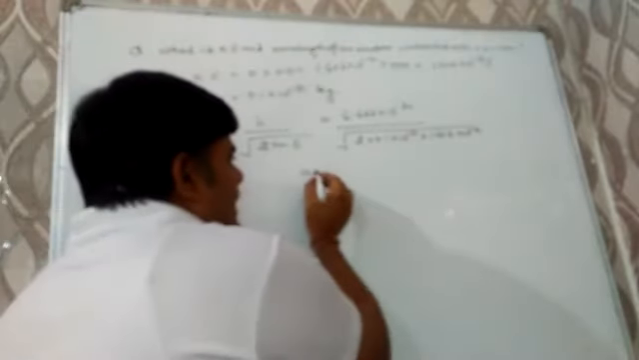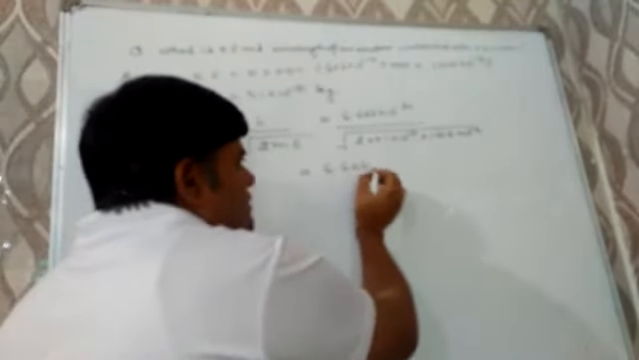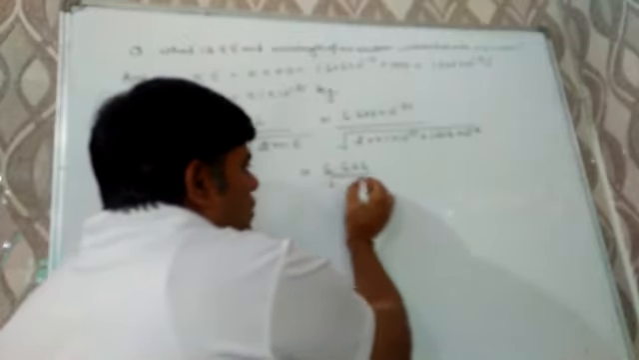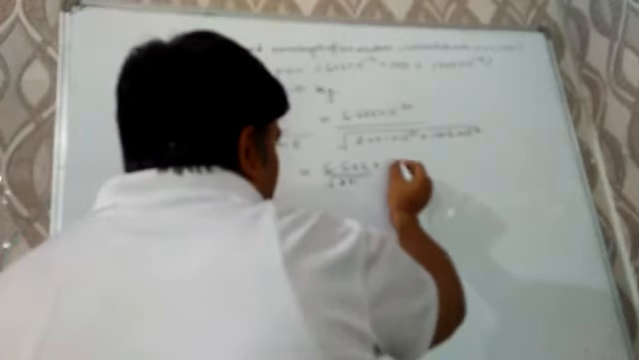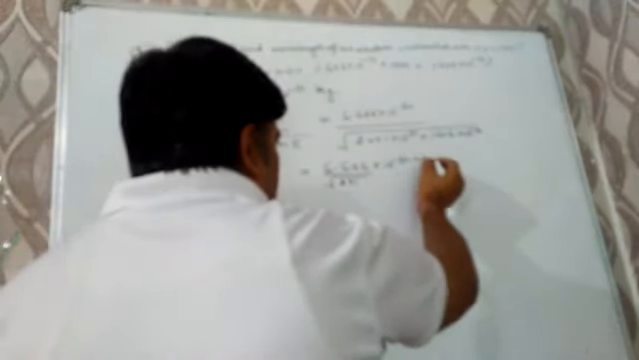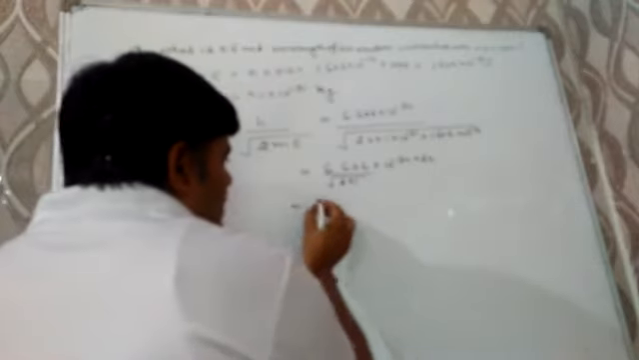On simplification we will get 6.626 over root of 291 into 10 to the power minus 34 plus 24, that comes out to be 6.626 over 17.1 into 10 to the power minus 10, and that comes out to be 3.89 into 10 to the power minus 10 meter. That is the approximate value.